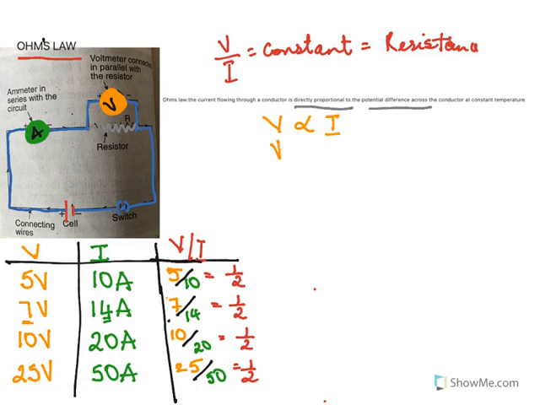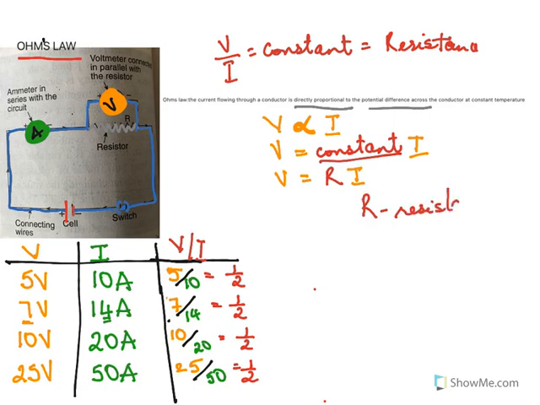And you know in mathematics, when the proportional sign changes to equal, we have to introduce a constant. So V equals, now this constant here is R, the resistance. So this R is the resistance.